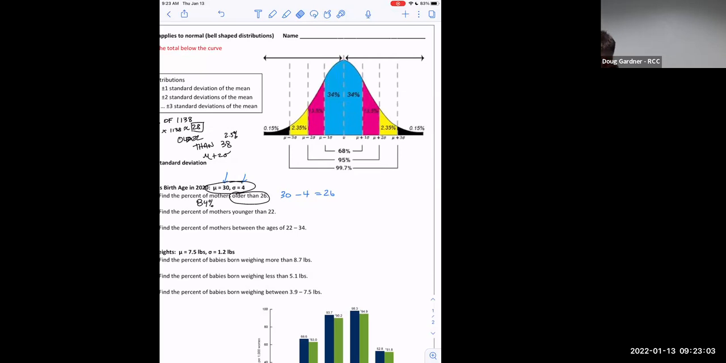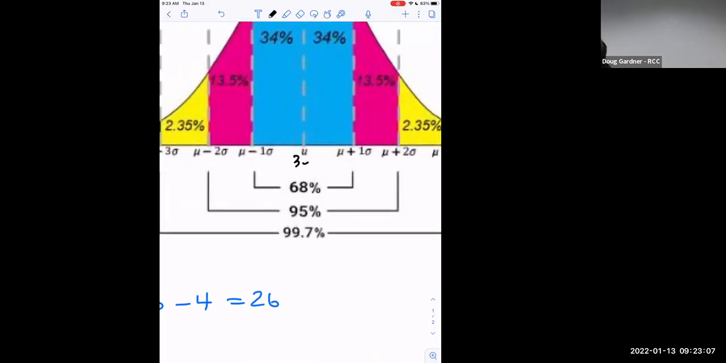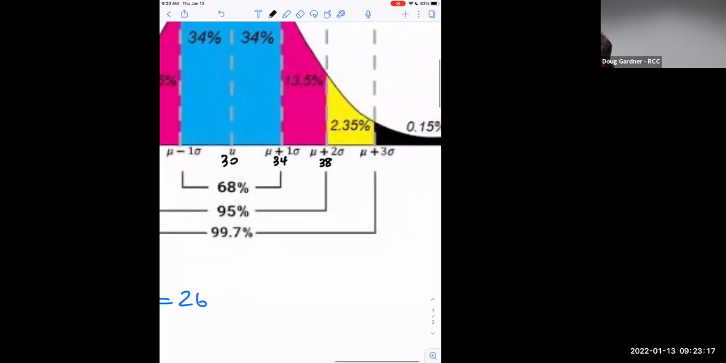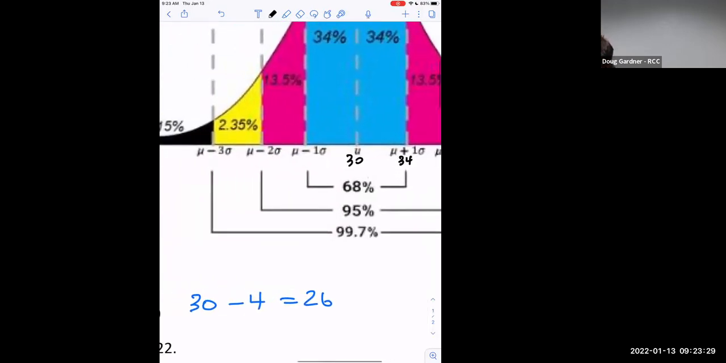So the key would really be to do this. See what you got. If you say the mean is 30 and you added 4 to it, then this would be 34. I'm adding standard deviations, right? So 30 to 34 to 38. And if I add 4 more, this would be 42. So notice this would indicate that 0.15% of mothers are more than 42 years old. If I go the other way and take 4 away, 30 minus 4 is 26, minus 4 is 22, and 22 minus 4 would be 18.